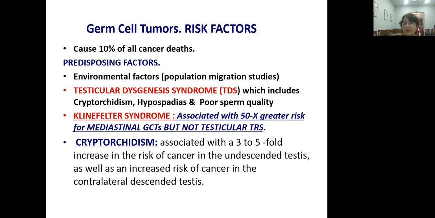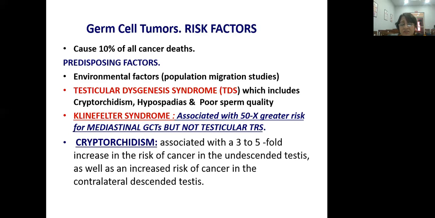Dekho, ek cheez yaad rakhna hai, ki jo germ cell tumors hai, wo ovary mein bhi occur karte hai. Testes में भी अकर करते हैं, sacrococcygeal area में भी अकर करते हैं, and they also occur in the mediastinum. ठीक है, ये सारे location हैं जहाँ जहाँ germ cells migrate करते हैं during intrauterine life. So Klinefelter syndrome में mediastinal germ cell tumors की greater risk है, 50 times greater risk, but not testicular cancer. Now this was just by the way. यह आपके क्लिनिकल के लिए मैंने बीच में डाल दिया, लेकिन it is not associated with increased risk for developing testicular cancers, but it is associated with a 50 times greater risk for developing mediastinal germ cell tumors.